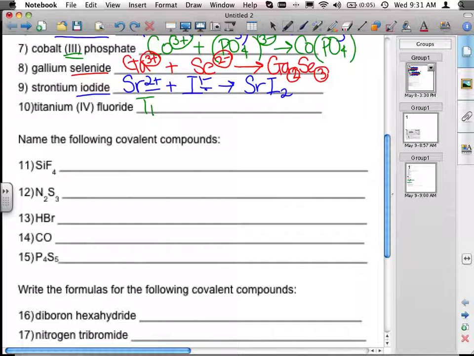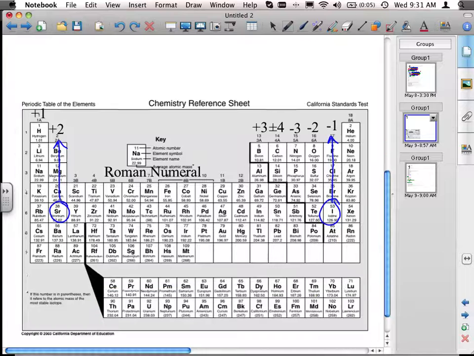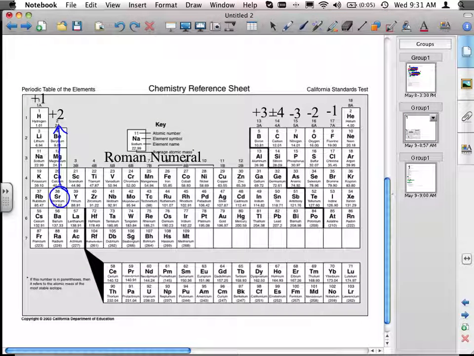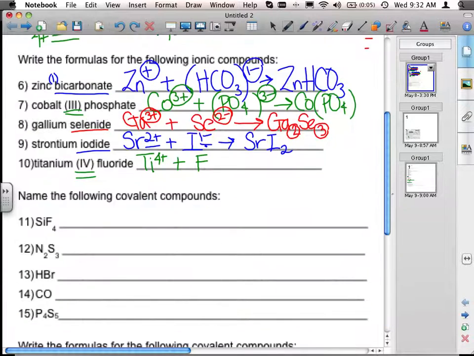Titanium has a symbol of Ti. Roman numeral +4 tells me the charge. I am adding that to fluorine. Symbol F. Charge on fluorine is -1. To balance it out, +4 and a -1, I need to get more fluorine to make it a -4. So I need a total of 4 -1 charges from the fluorine. All right, so all of these are ionic bonds.